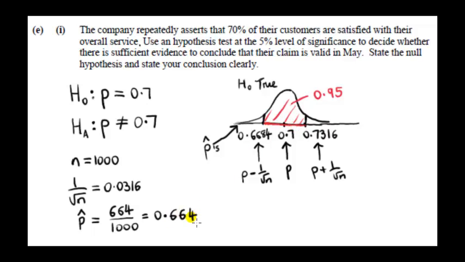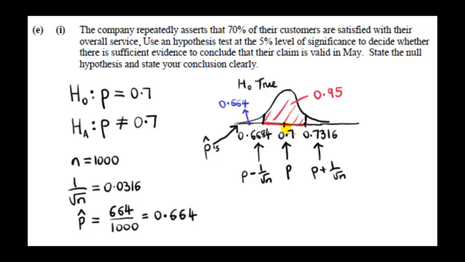Okay, well 0.664 clearly is outside of this region. So that means we reject the null hypothesis and conclude that the population proportion is not 0.7. We've got such a small value of p hat that maybe the population proportion is less than 0.7, for example.